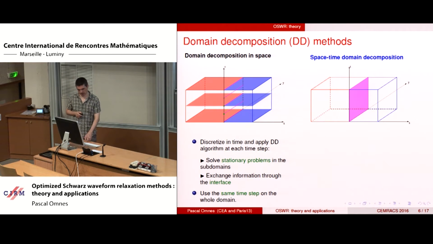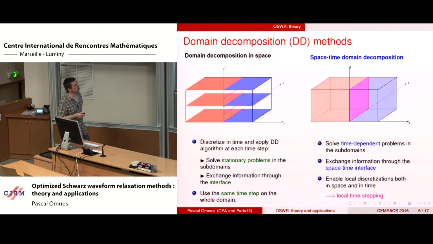And the idea is that you will compute from 0 to your end computational time in the subdomains independently. So you do a computation in the left domain from 0 to t. You do a computation in the right subdomain from 0 to t, and then only at the end of the time simulation, you exchange interface information through the space-time interface.